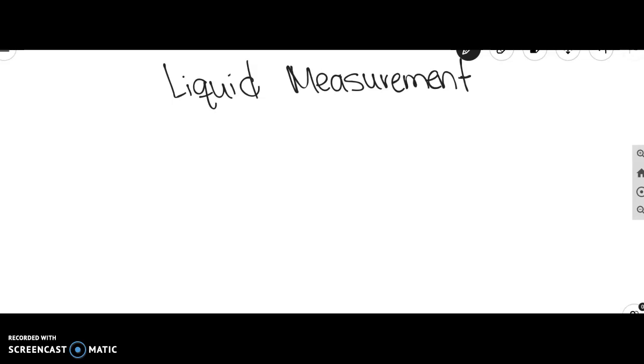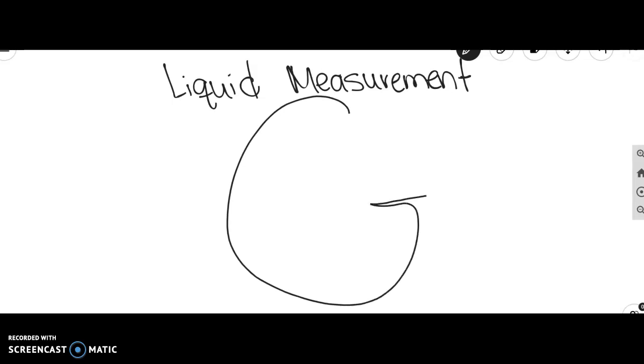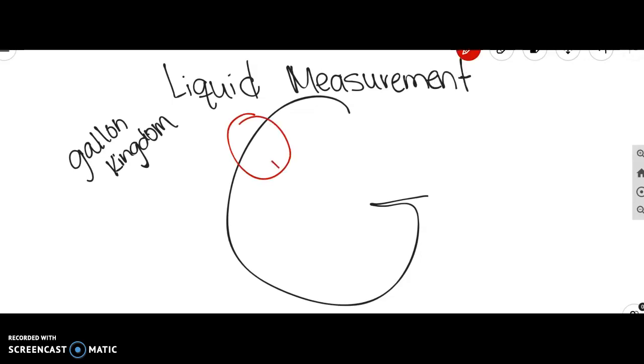So first we're going to begin with a large G. So this is the gallon kingdom. I'm going to name it the Gallon Kingdom. In the Gallon Kingdom, there were four queens, and their last name was Court. So Queen Court.